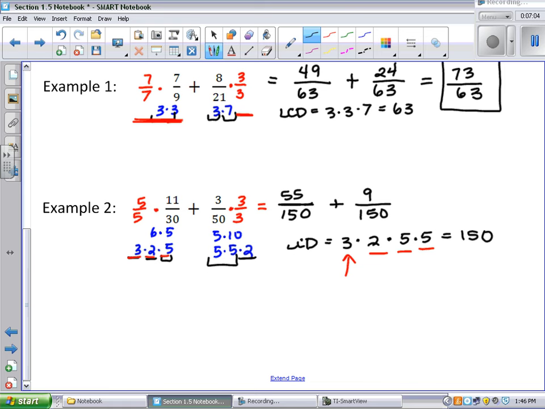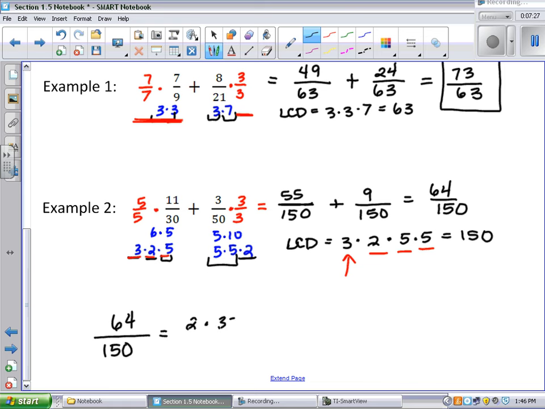Now my fractions have the same denominator. I can add them. 55 plus 9 is 64 over 150. And the last thing I always have to think about is lowest terms. 64 over 150. I know they're both even, so I can take out a factor of 2.